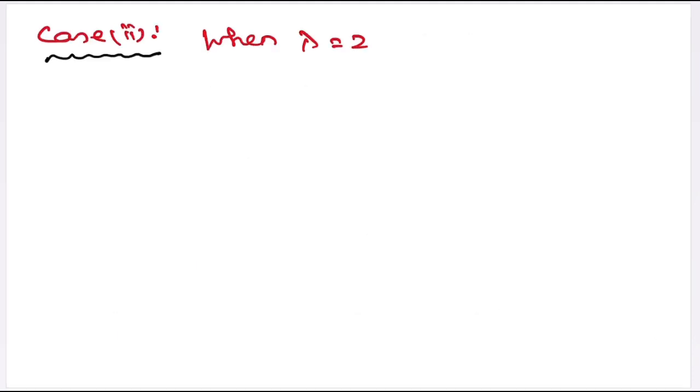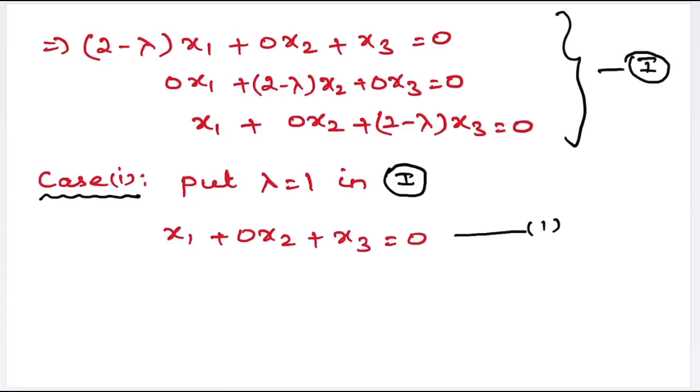Next case when lambda is equal to 2. So in the equations represented by I, we have to substitute lambda is equal to 2 and find the equations. So first equation is 2 minus 2. It is 0x1 plus 0x2 plus x3 is equal to 0.